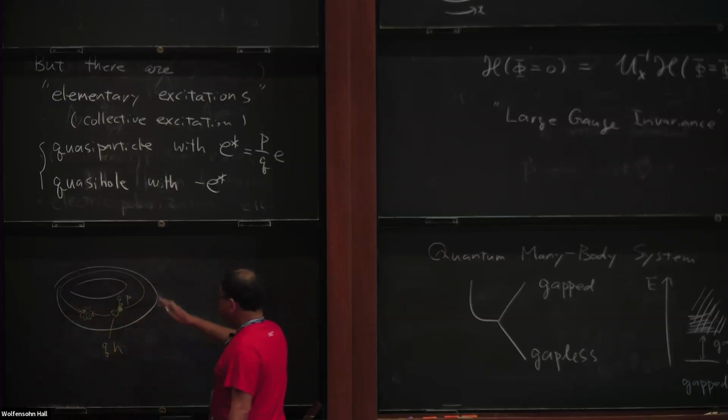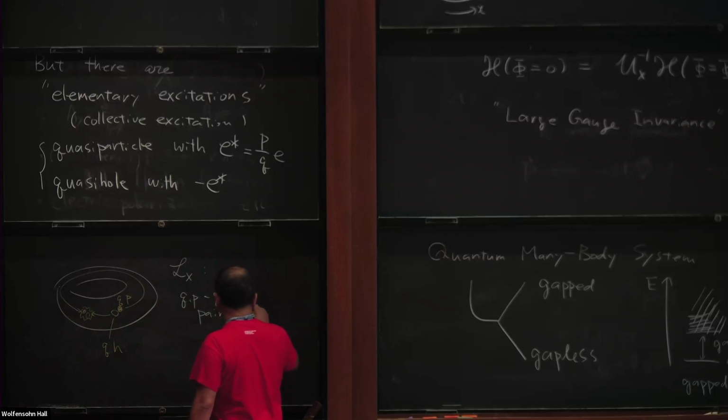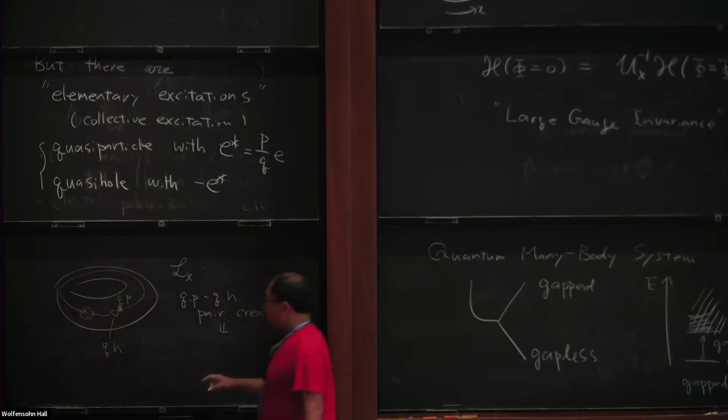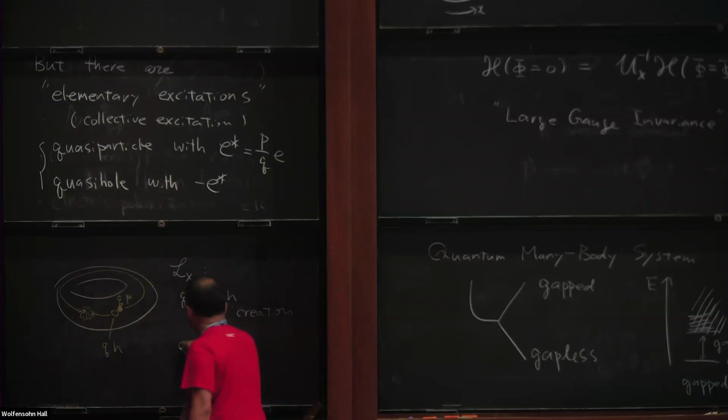So let's denote this process as Lx. This consists of quasi-particle, quasi-hole pair creation. And then drag them around like this. Then you pair annihilate.